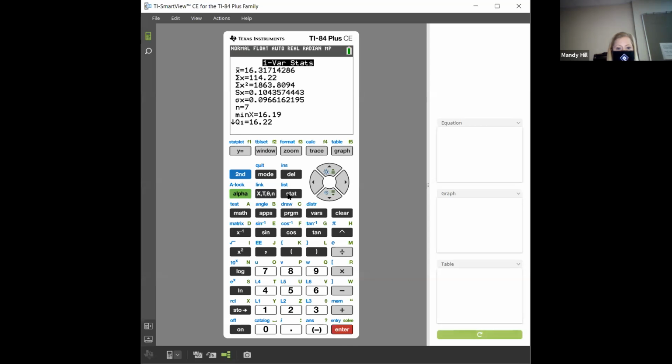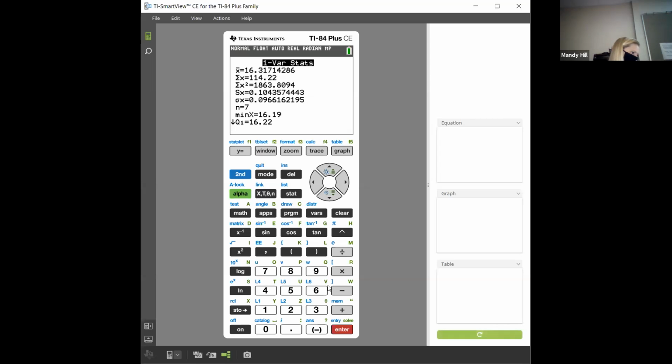Okay, so you went to stat and then calc, and then you need to change it to L2. So you hit second number 2, and it'll change it to L2. Yeah, because it has that L2 right above the number 2 at the bottom. And then you enter all the way through it.